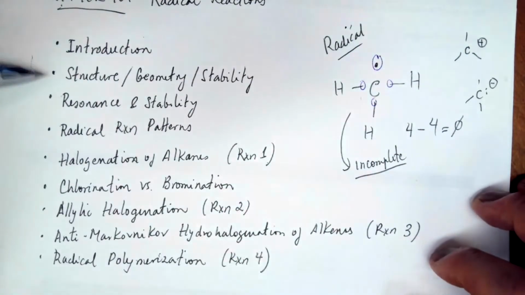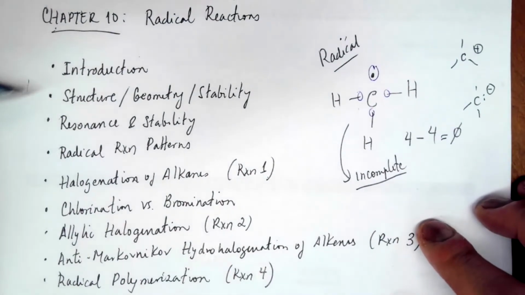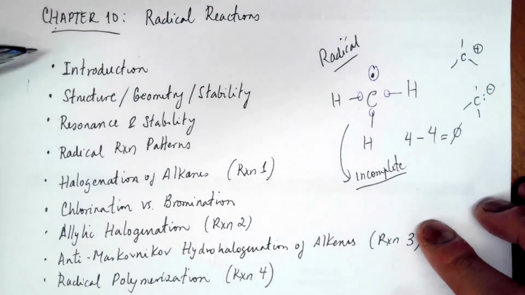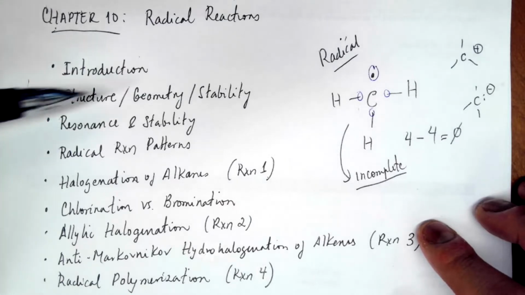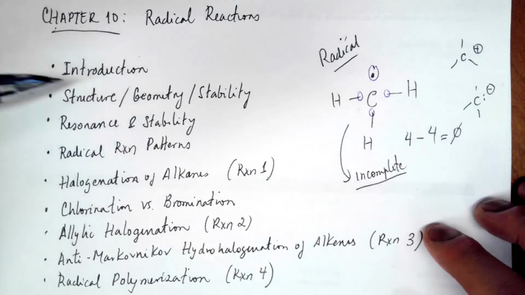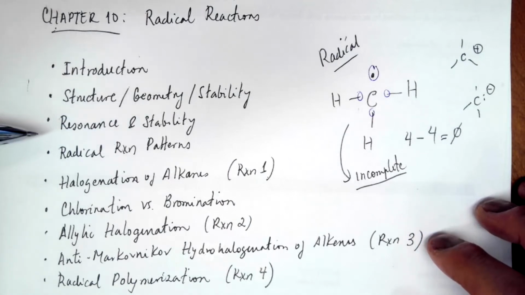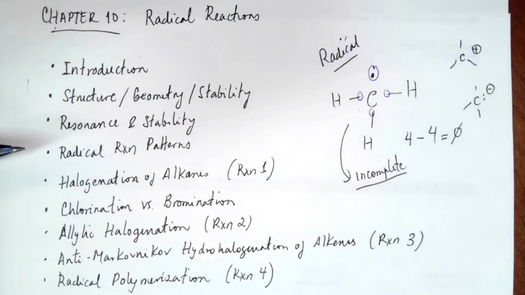So we will start with a brief introduction: where we find radicals in general, where do we have radicals in life? Structure, geometry, physical properties, stability of radicals. Then we will learn if resonance works in radicals, and how it affects stability. Then we will see the radical reaction patterns, slightly different from the regular reactions we have seen. Normally it's divided into 3 steps. Then we will find our first reaction, which is halogenation of alkanes.